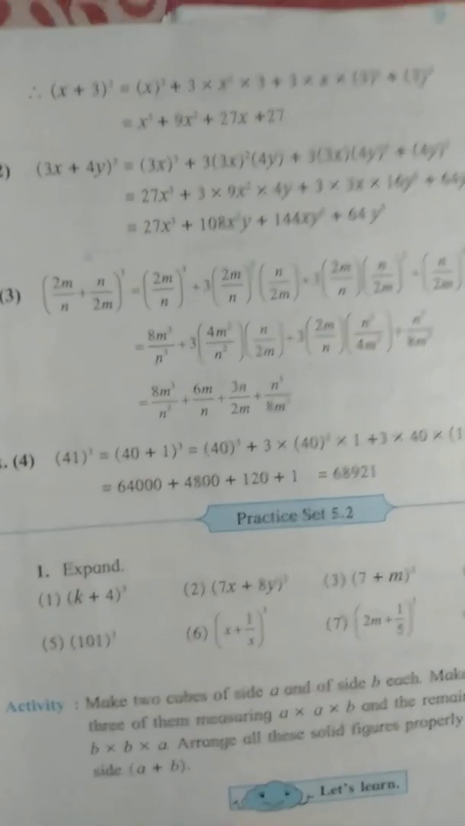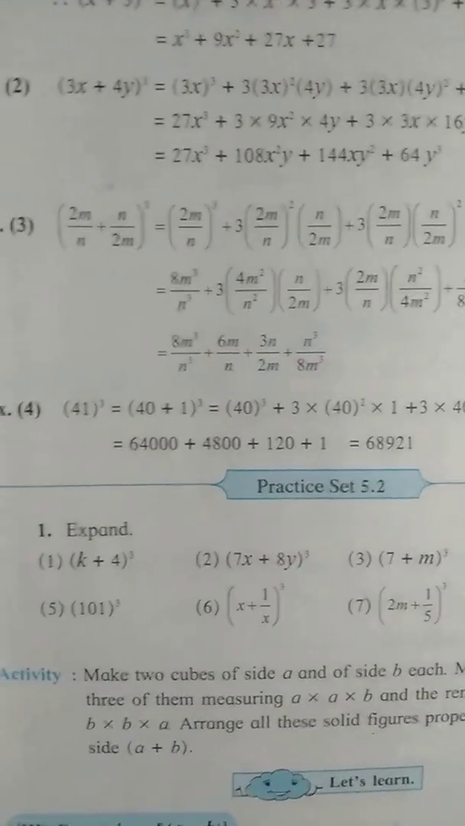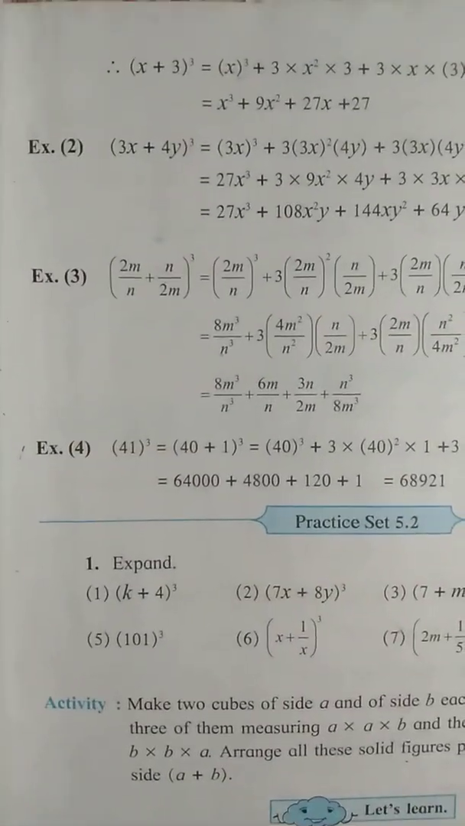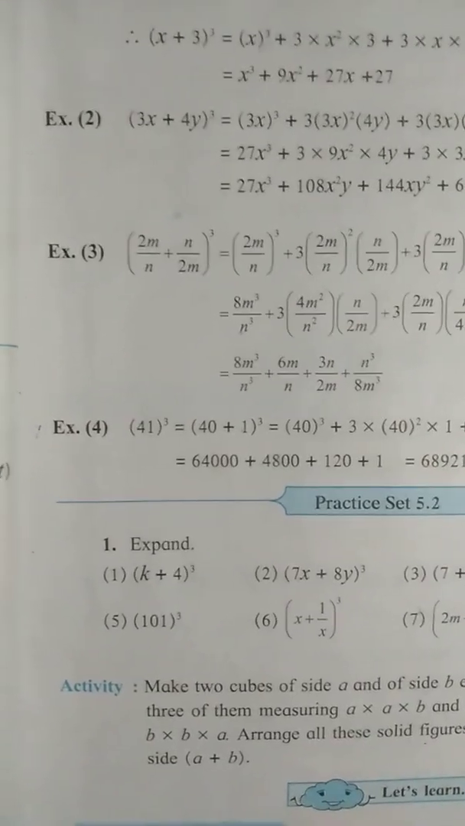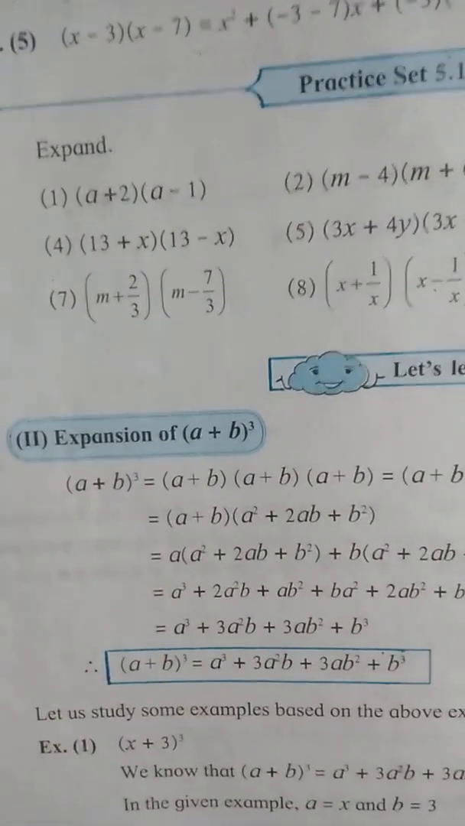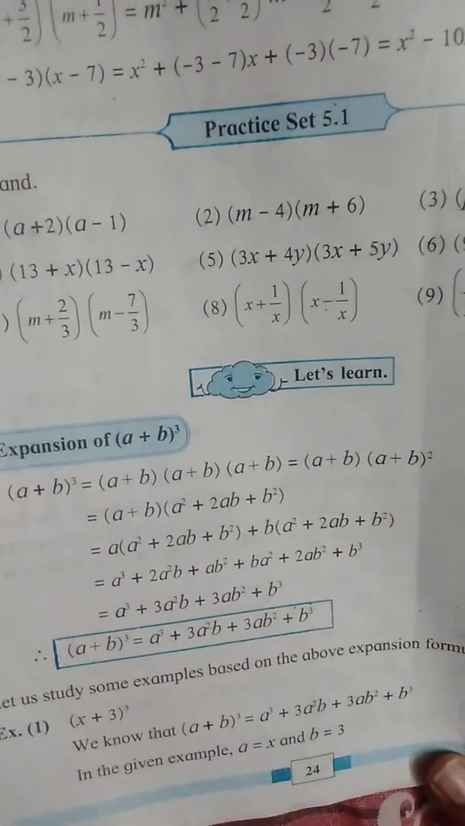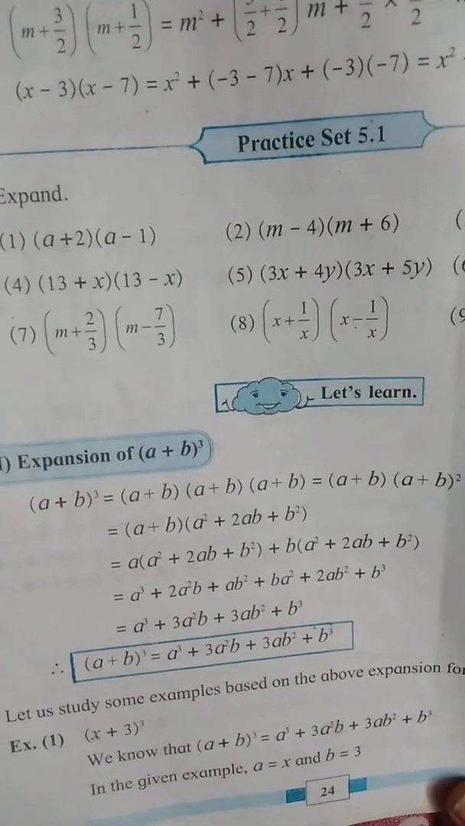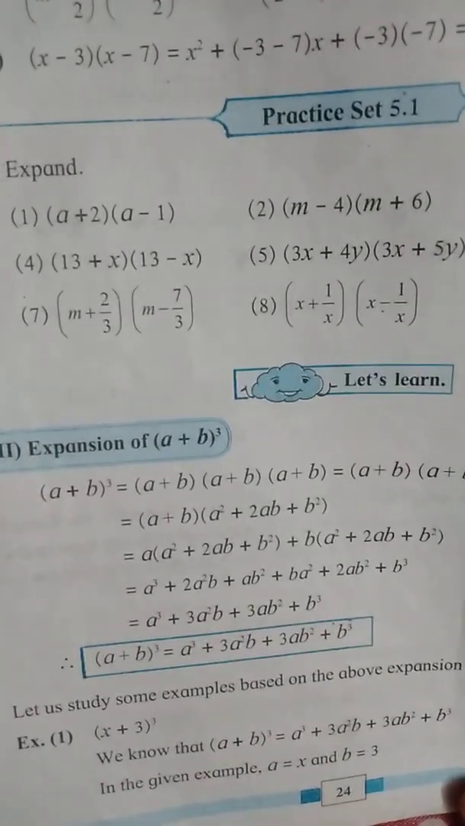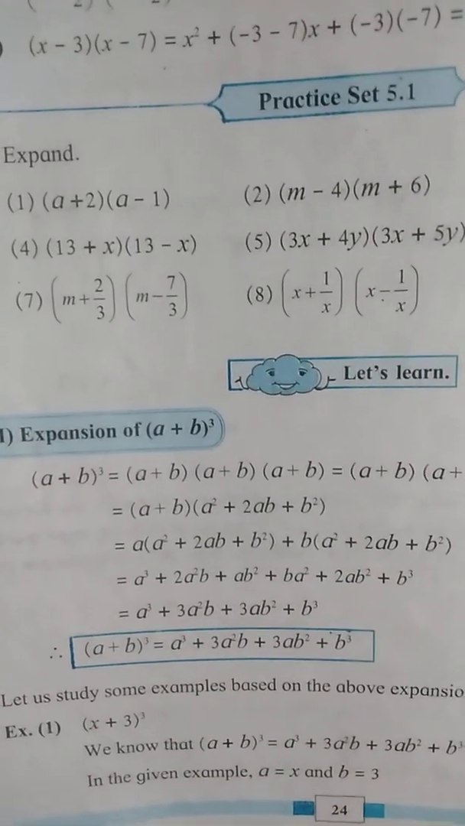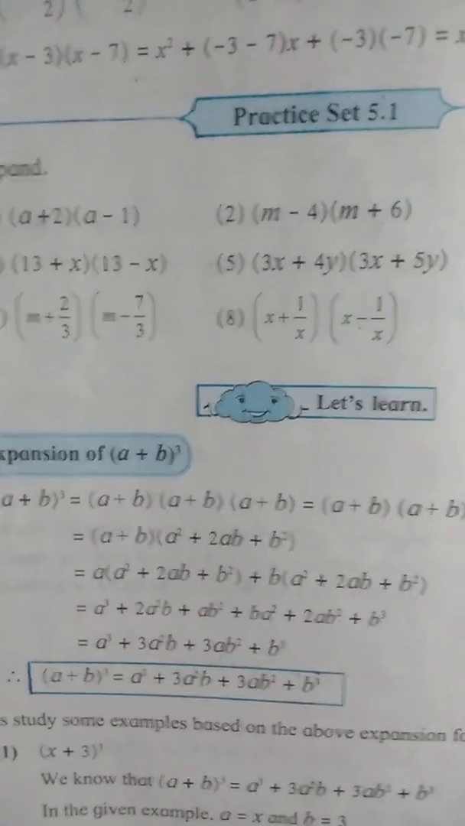For 5.2, you are supposed to learn one simple formula, that is (a plus b) the whole cube, which is equal to a cube plus 3a square b plus 3ab square plus b cube. This is the simple expansion formula for (a plus b) the whole cube. This is the formula that we will use for practice set 5.2.